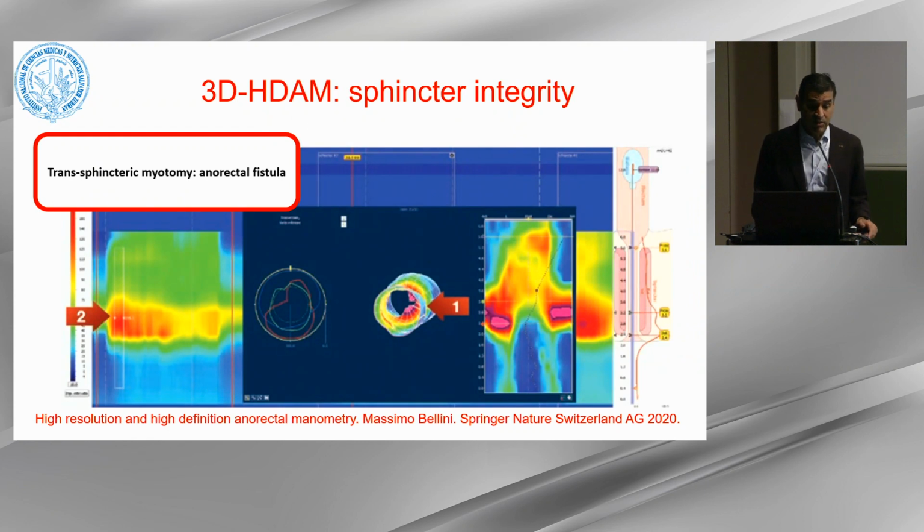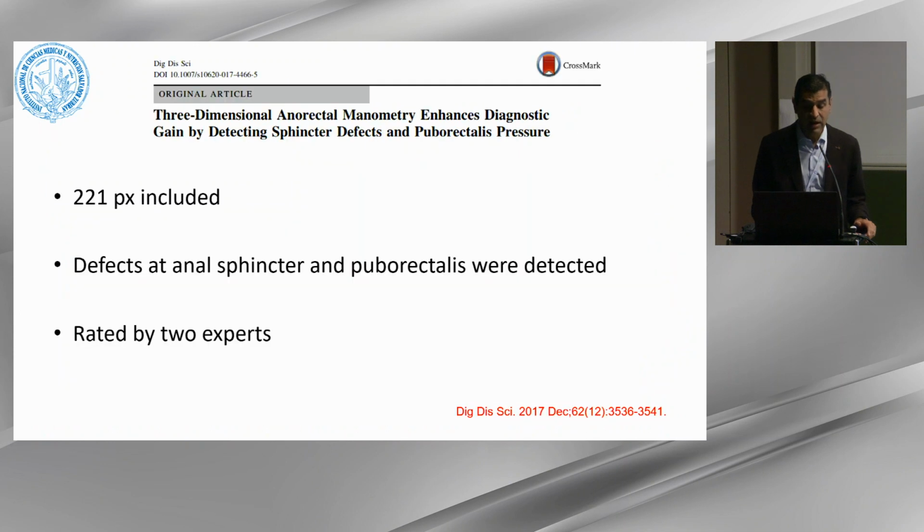Also, we can see outcomes, for example, after transsphincteric myotomy for an anorectal fistula. Here we can see a defect in the pressure going down, and after this treatment, we can now assess how profound the damage in the anal sphincter is. And talking about that, I think one of the more important utilities of this technology is to assess sphincter defects.